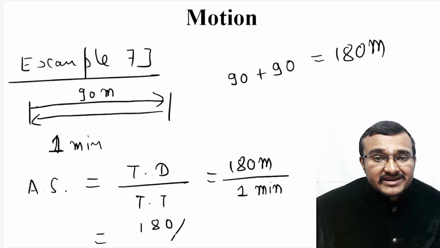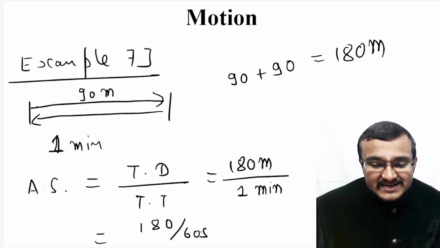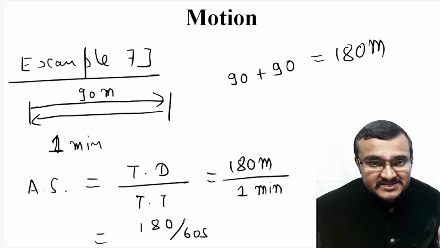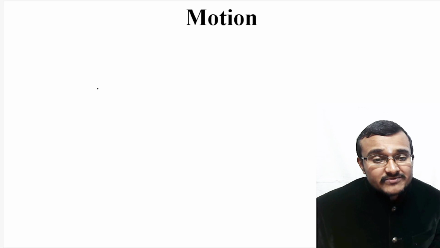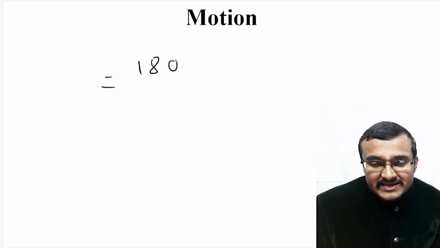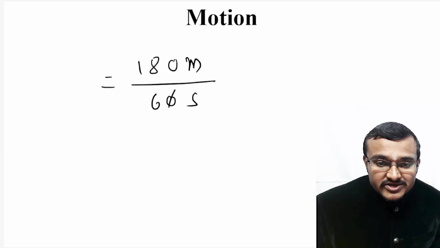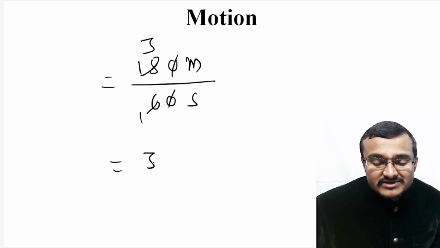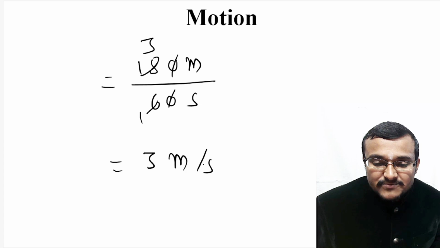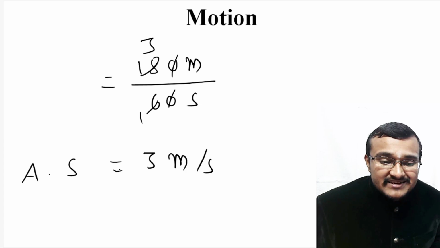So what is 1 minute? 1 minute is 60 seconds, because in 1 minute you have 60 seconds. So if you convert 1 minute into seconds, it will be 60 seconds. So 180 meter divided by 60 seconds. Here the 0s get cancelled, 6 ones are 6, 6 threes are 18. So that means 3 meter per second is the average speed of this girl.